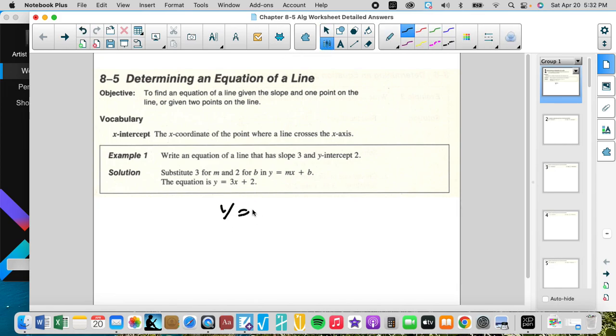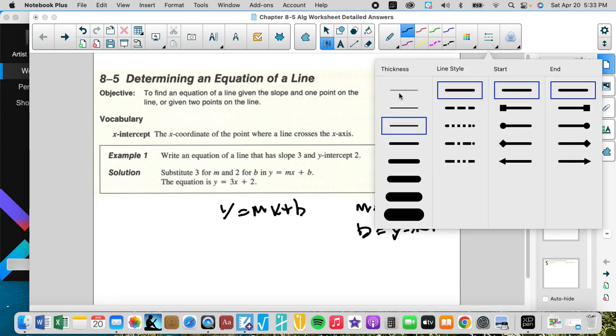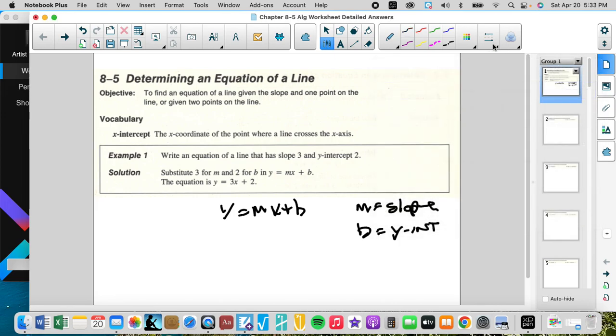y equals mx plus b, where m equals the slope. Sorry, I'm getting my handwriting back. B equals the y-intercept. It's where the line crosses the y-axis. And x and y are a coordinate. It's a coordinate. It's a solution. It's a point on this line.